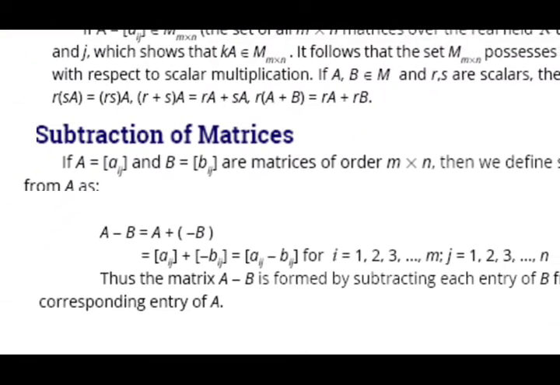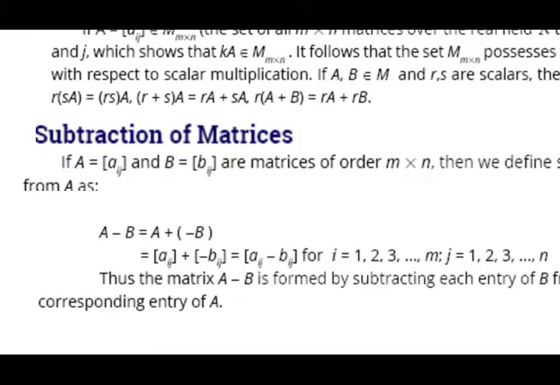Next is subtraction. Subtraction is the same as addition. We have two matrices of the same order. Addition and subtraction depend on order. If the order is the same, then we add or subtract them according to their corresponding entries.